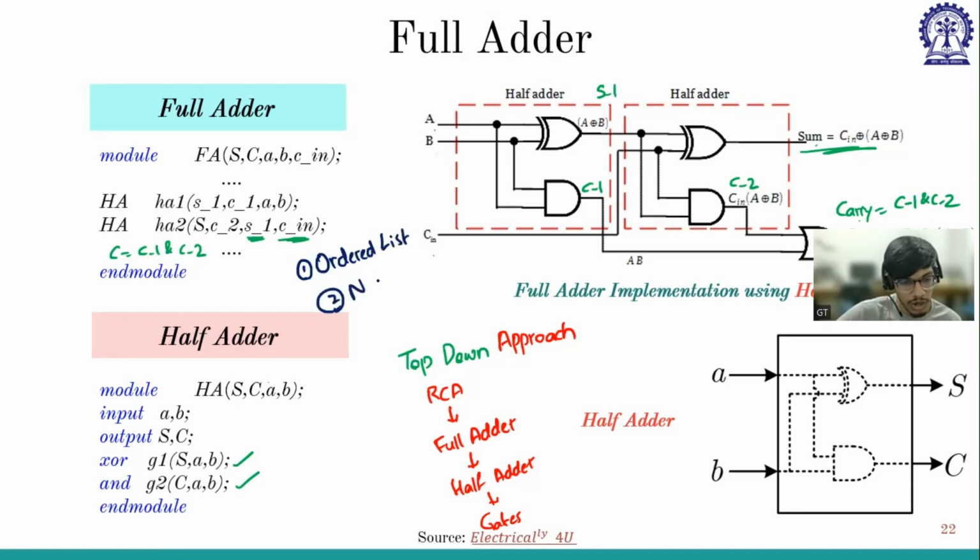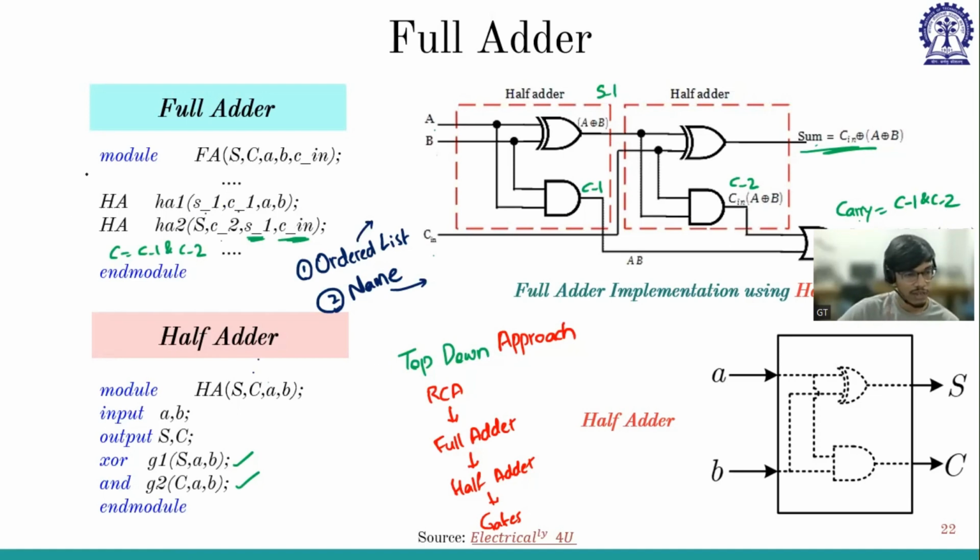So I have told, in the ordered list you have to use the same sequence. So I have used the same sequence. S1 is S, C1 is C, A is A, B is B. Here S is S, C2 is C, S1 is A, C is B. So the sequence should be the same. Here we will define which port is connected to which port. Since here we are given in the sequence, there is no problem.